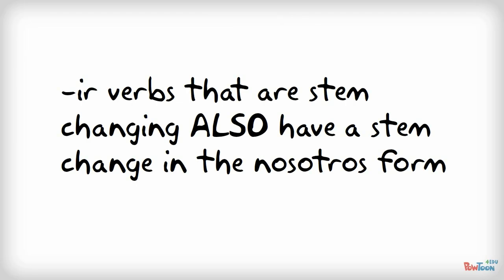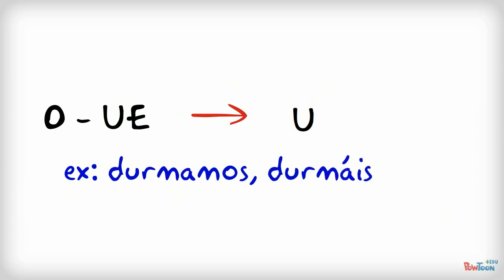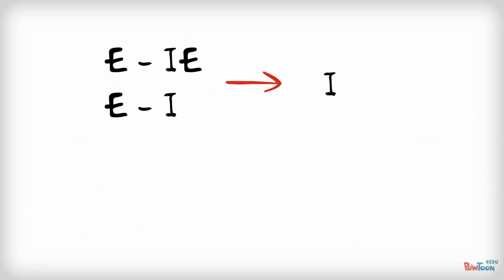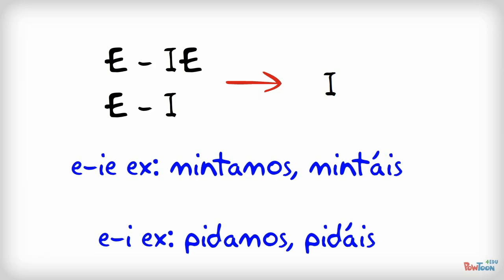For these verbs, the nosotros and vosotros forms have these small spelling changes to maintain pronunciation. So again, O to UE becomes U in the nosotros form. For example, durmamos and durmáis. E to IE and E to I become I in the nosotros form. Entonces, pidamos and pidáis, mintamos and mintáis.